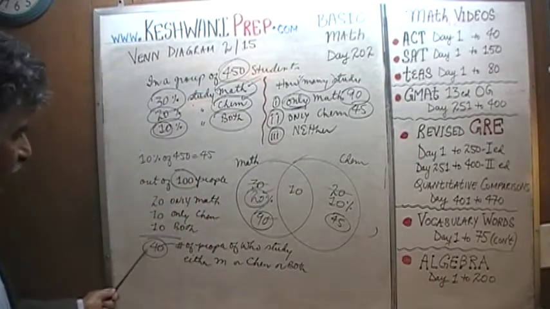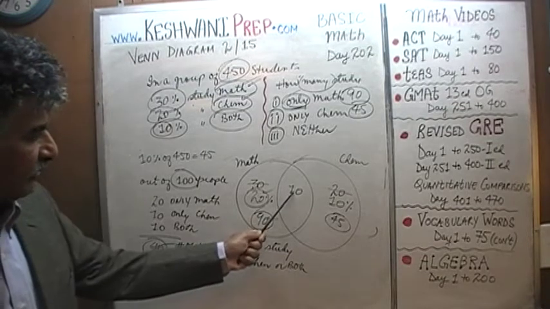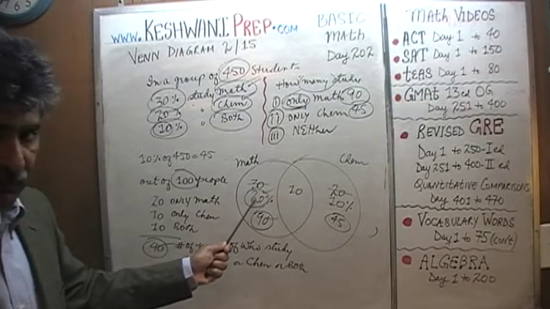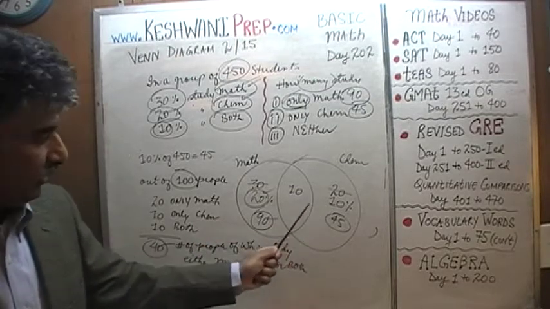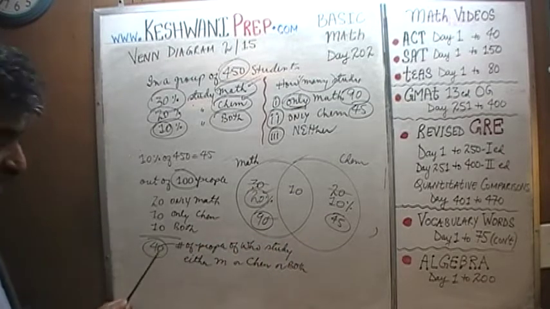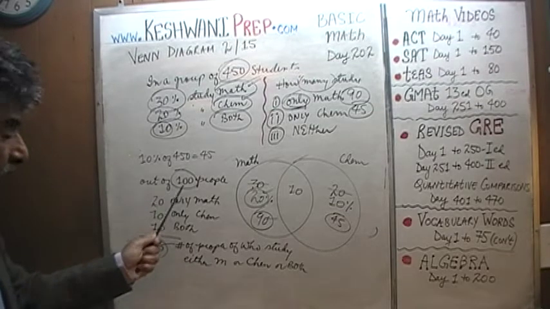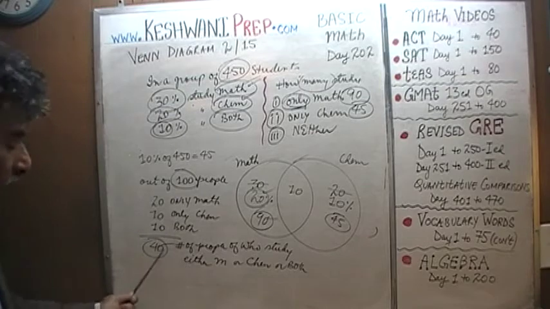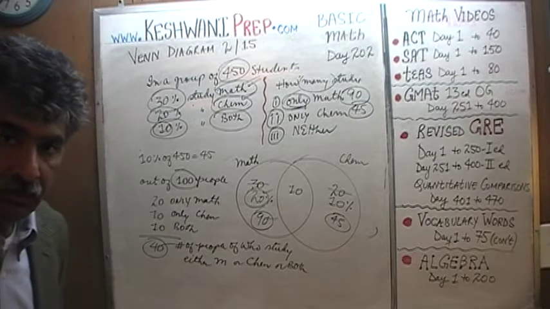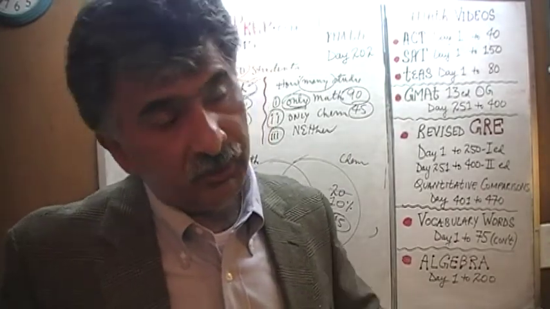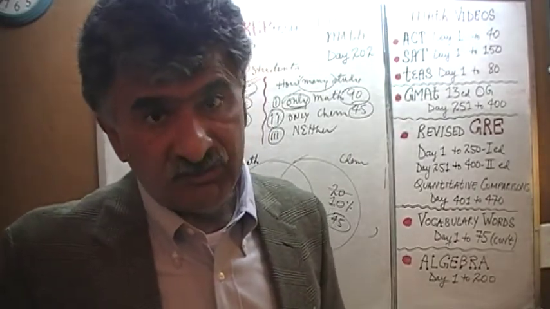These 40 people, you see? 20 plus 10 is 30, 30 plus 10 is 40. Out of these 40 people study either just the math, or just the chemistry, or both. Well, if that adds up to 40 and there are altogether 100 people, because we're doing it out of 100 and we're dealing with percentages out of 100, what about the other 60 people?